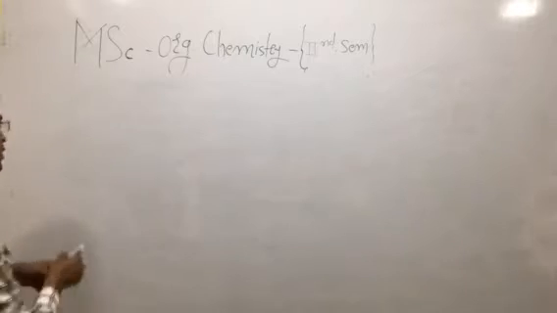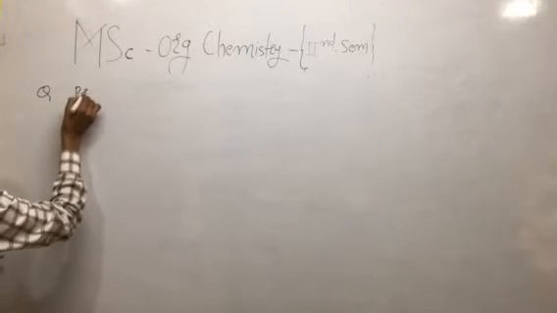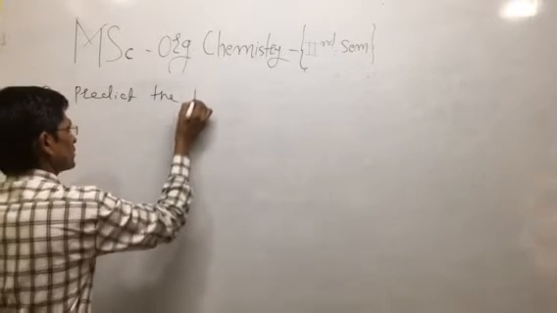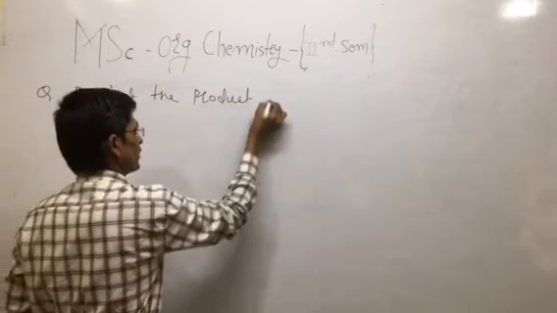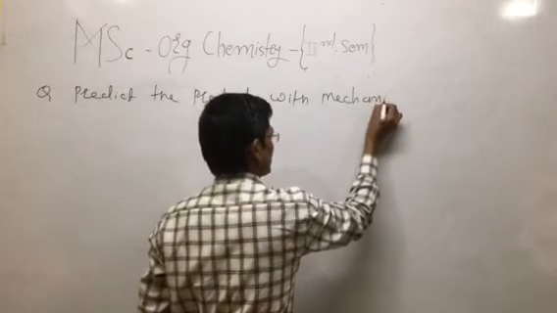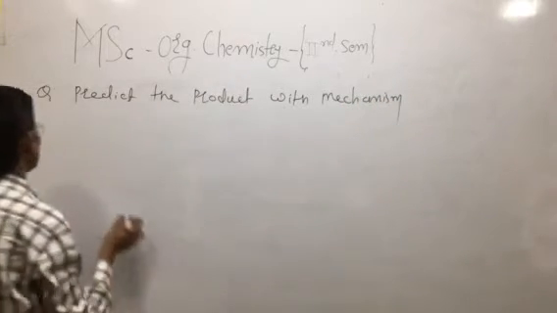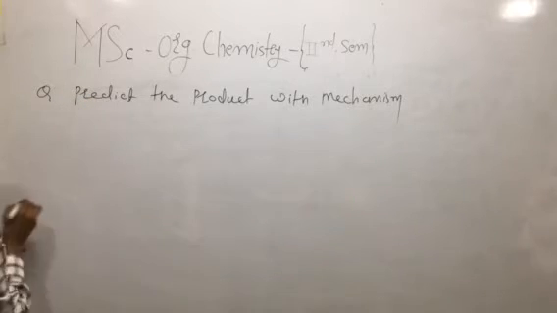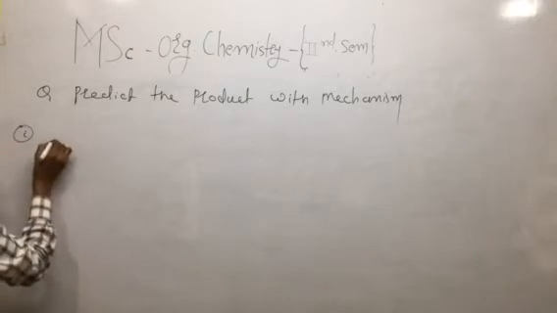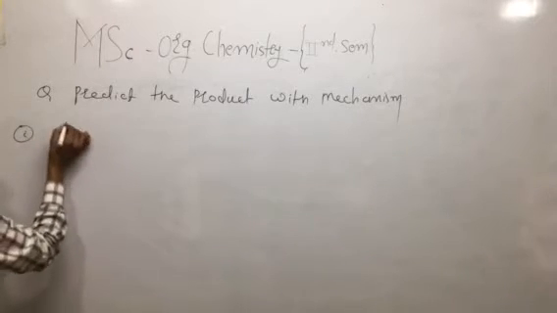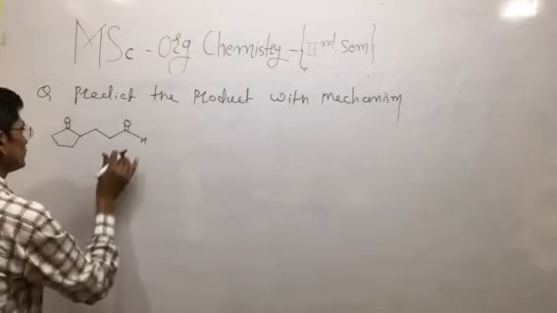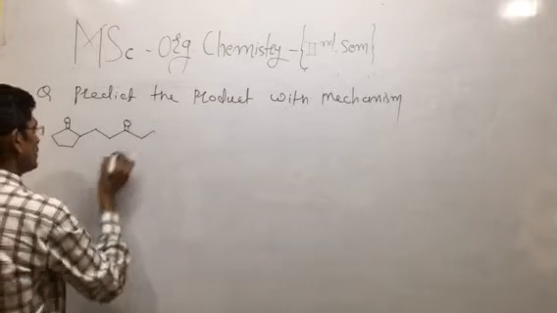Now here you have to predict the product. The question is: predict the product with mechanism, as part of your MSc level exam. Such types of questions are asked, and you have to provide it. A reactant species is there. Ethyl group is here.